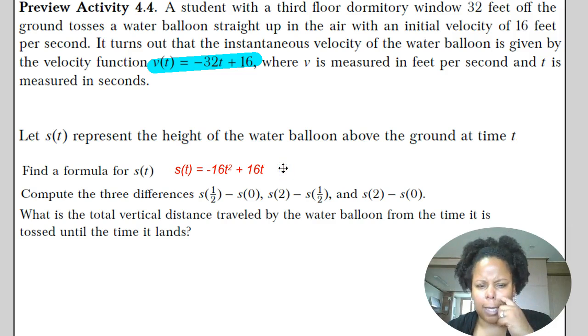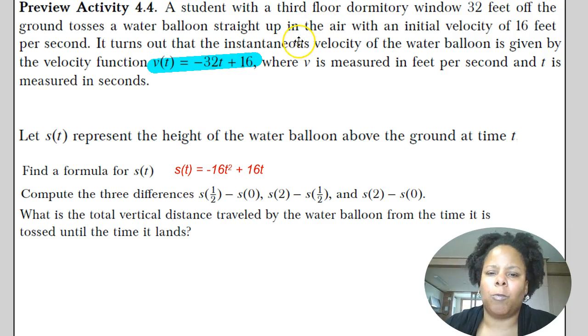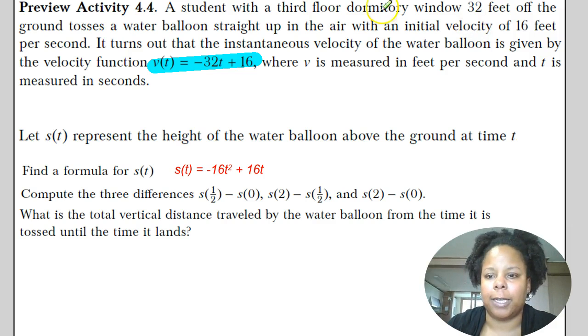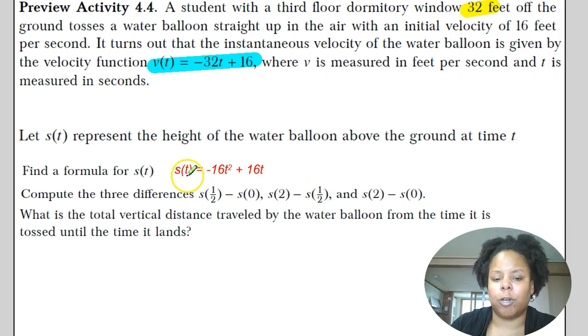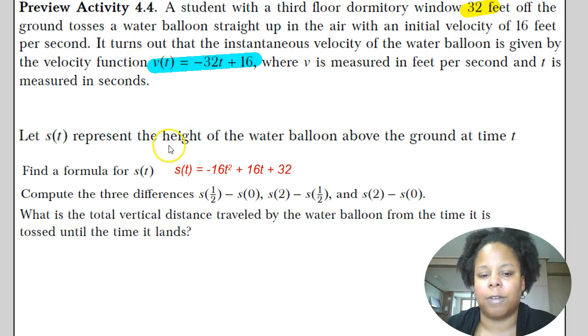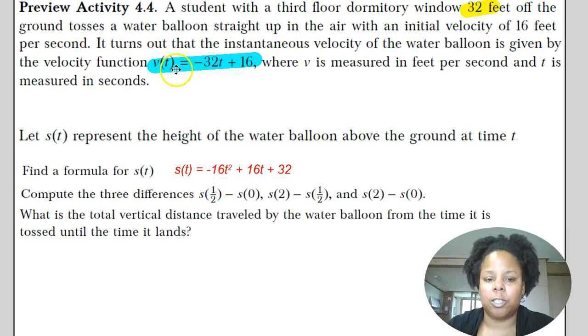And that would seem to be enough, but if you remember, when the student first threw the water balloon straight up in the air, the initial height was 32 feet. If the initial height is 32 feet, then when I plug in 0 into this function, I should get out 32. So I would need to include this. So this is my position function. If I were to take the derivative of this function, I would get exactly this velocity function. And when I take a look at the initial time of 0, I get out 32 feet.